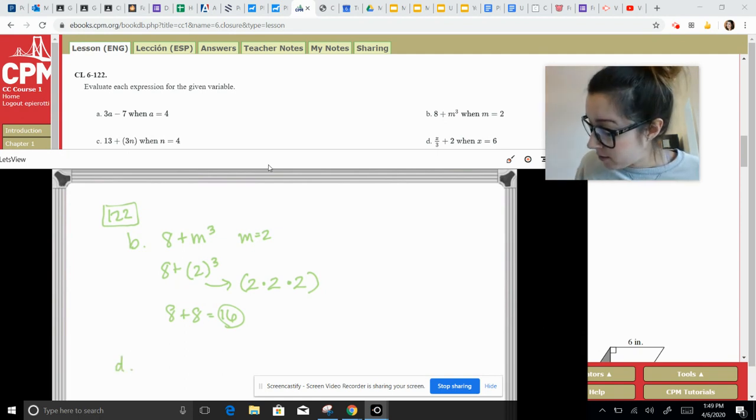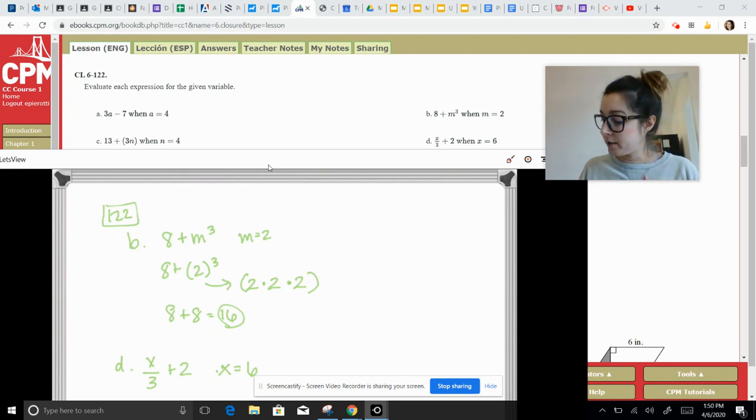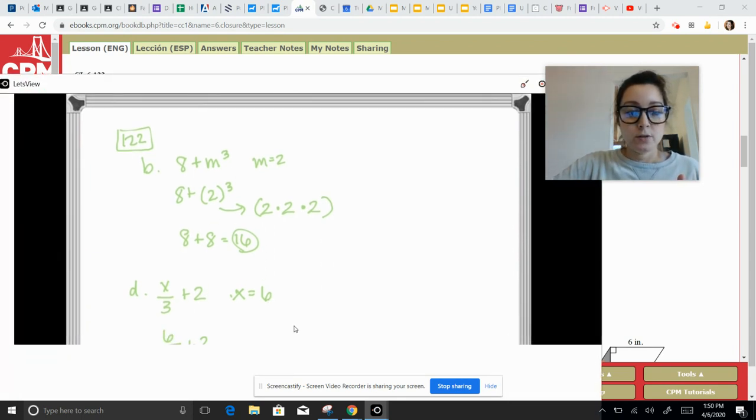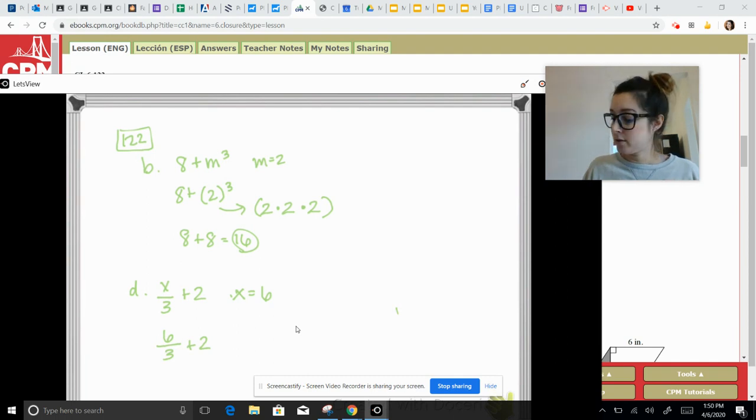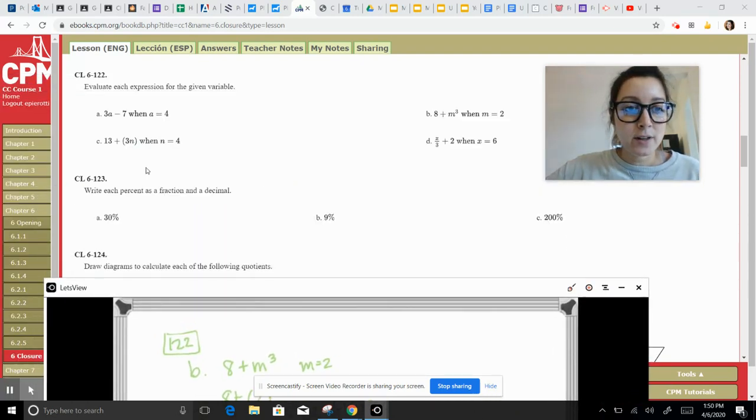Okay, and then let's look at C because I have a feeling some of you are going to go, fractions. So x over 3 plus 2 when x equals 6. So all you got to do is put 6 up there instead of x. And 6 divided by 3 is 2. So 2 plus 2 is 4. Yay! Okay, so hopefully you can figure out the same for A and C.